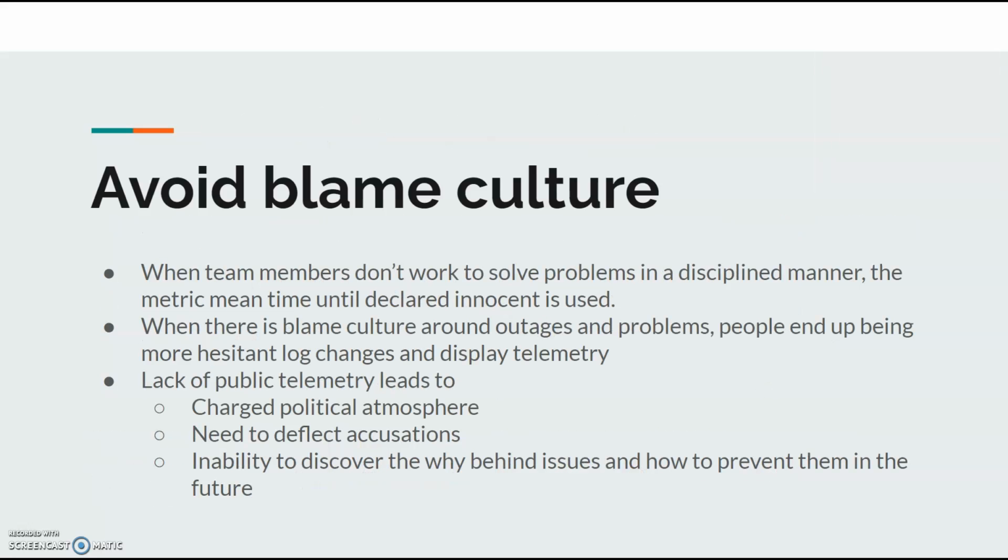Avoid blame culture. When team members don't work to solve problems in a disciplined manner, the metric mean time until declared innocent is used. When there is blame culture around the outages and problems, people end up being more hesitant to log changes and display telemetry. Lack of public telemetry leads to charged political atmospheres, need to deflect accusations, inability to discover the why behind the issues, and how to prevent them in the future.